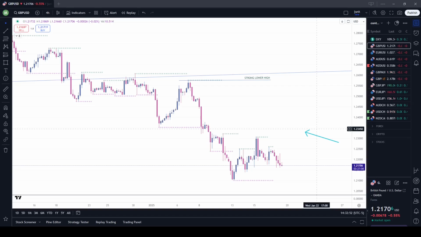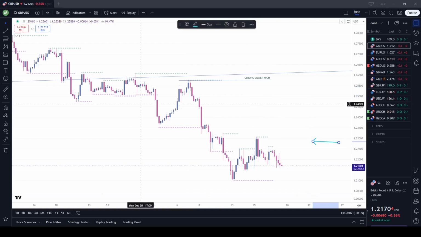Today, we'll start by taking a look at GBP USD on the 4-hour chart. As you can see, it's been bearish, making lower lows and lower highs. This is the last lower low that broke this low, this last lower high that broke this lower low and made this lower low, and this low has not been broken yet. So we'll map out our range.